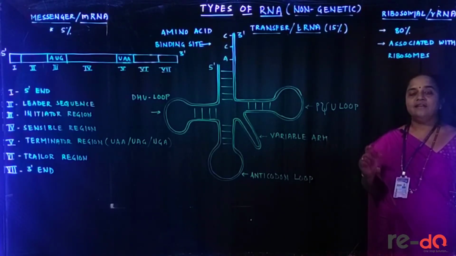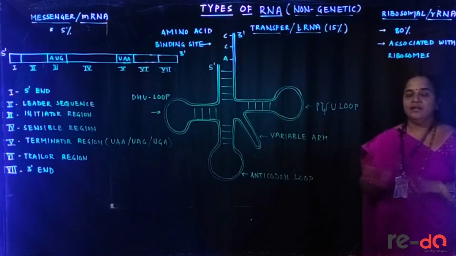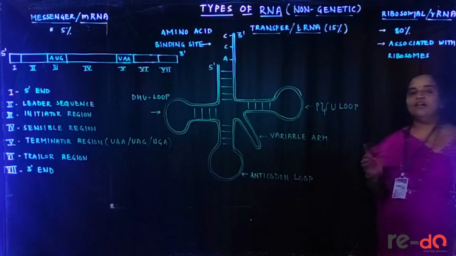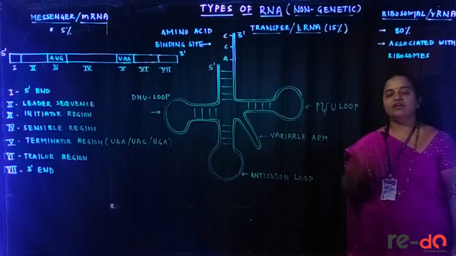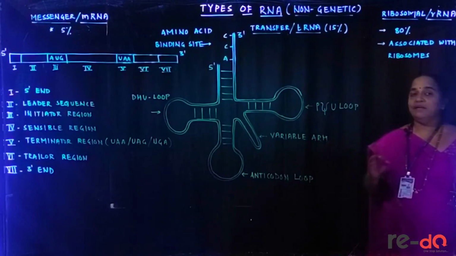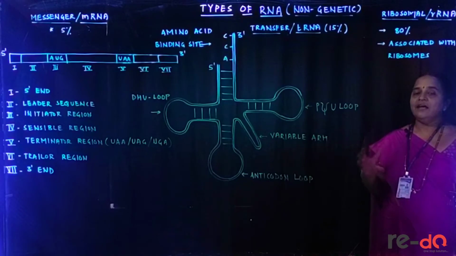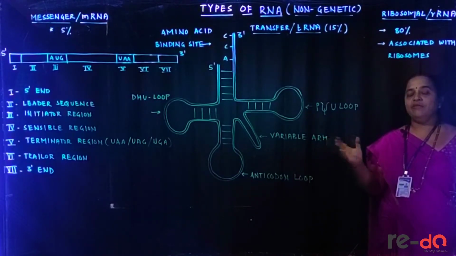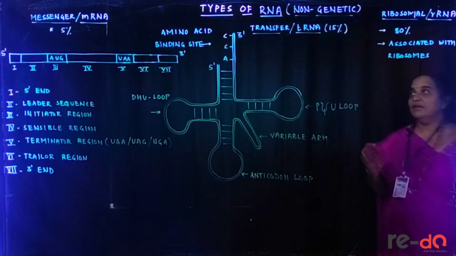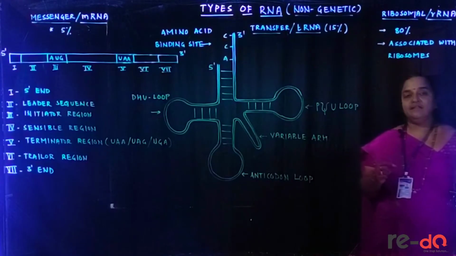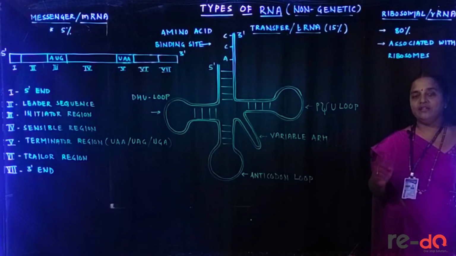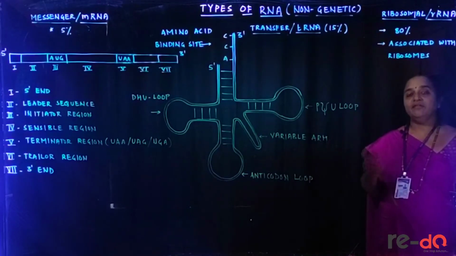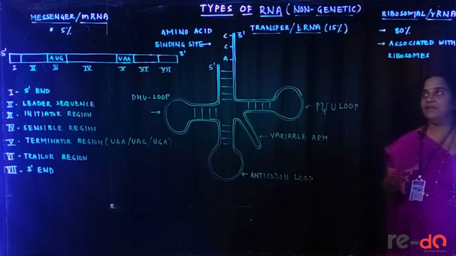RNAs, except in some viruses, in the rest of the cells we call non-genetic because they are not heritable. But they get the entire information for sequencing, polymerizing, and the length of the protein from the DNA molecule. There are three types of RNAs depending upon their location, their function and their structure.